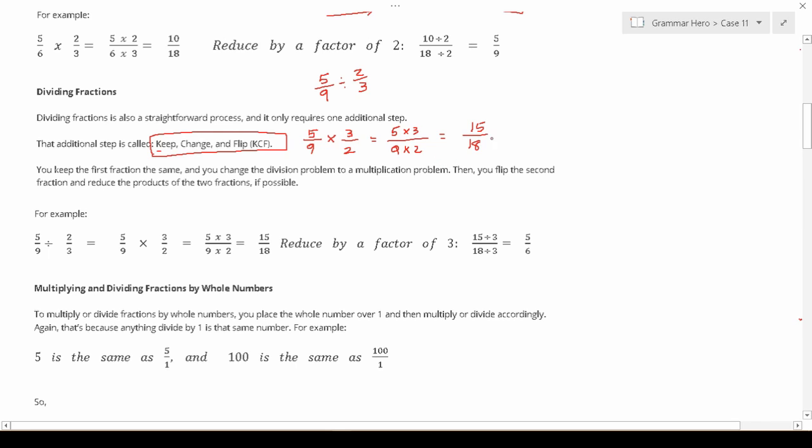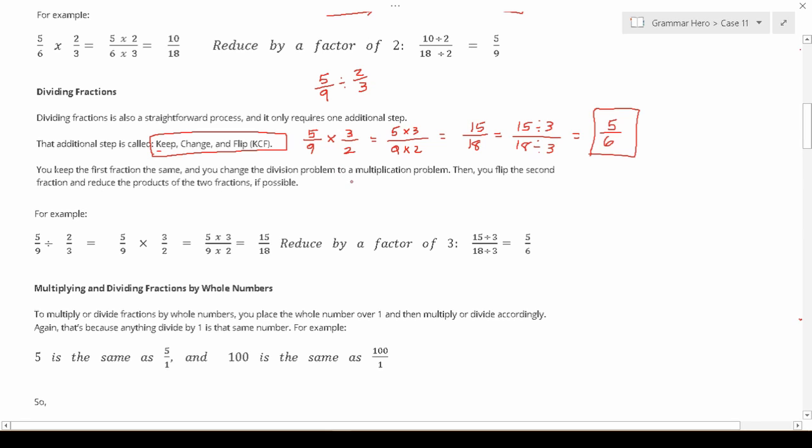Again, we can try to reduce this by a factor of 3. So this becomes 15 divided by 3, 18 divided by 3. 15 divided by 3, of course, is 5. 18 divided by 3, of course, is 6. Okay? Now it's in reduced form and we're done. Again, keep, change, flip is what you do to turn division problems into multiplication problems, which we already know how to do fairly easily.